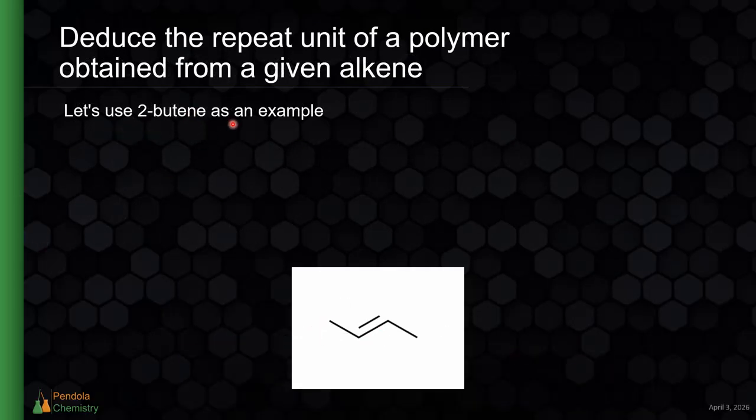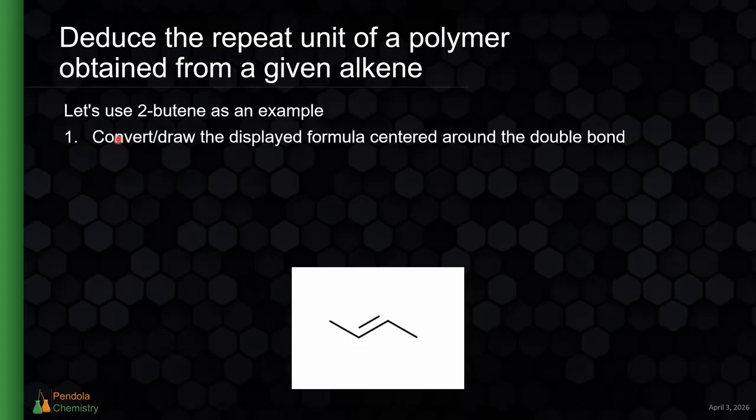Imagine we have 2-butene as an example, and we're going to tackle first the questions for writing the repeat unit of a polymer when you're given the alkene. So imagine we have 2-butene, which is just a simple 4-carbon chain with a double bond on the second carbon. If we were asked to figure out what polymer we are going to make out of this monomer, what repeat unit will be, the very first thing you want to do is convert your skeletal formula to a display formula centered around the double bond.